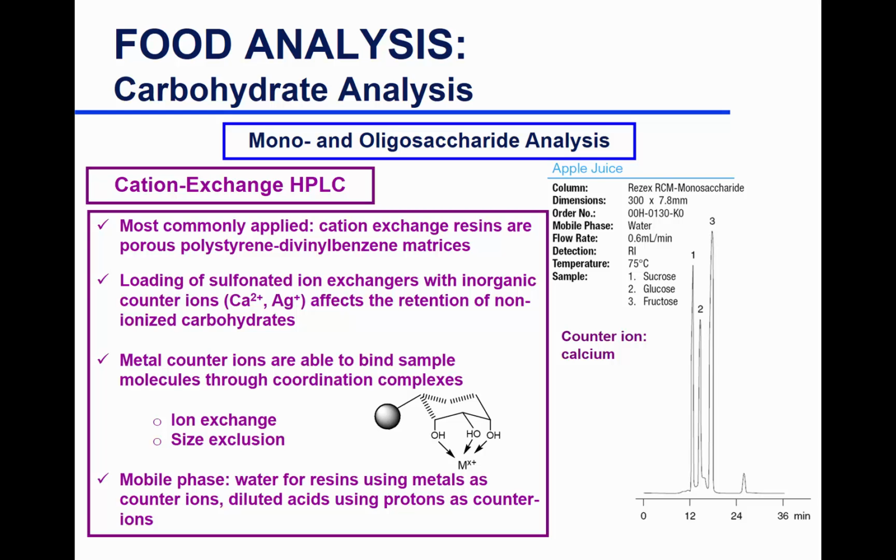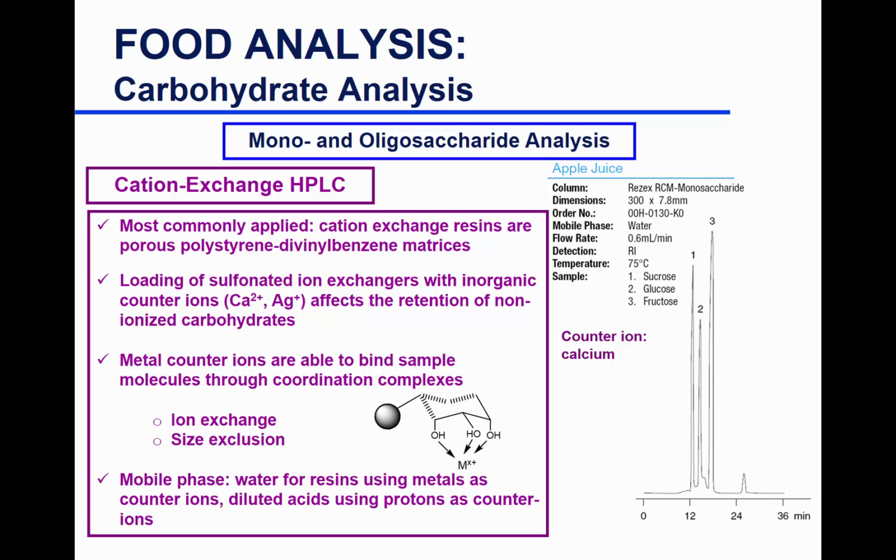So, cation exchange. You can also use cation exchange, but there's no way you can make the sugar positively charged. No matter how you change the pH, the sugar will not carry a positive charge. In this case, you would use counter ions. You will have your stationary phase that is negatively charged, and you'll add counter ions that are positively charged, such as calcium or silver. Or you can also use dilute acid, so that you have protons.